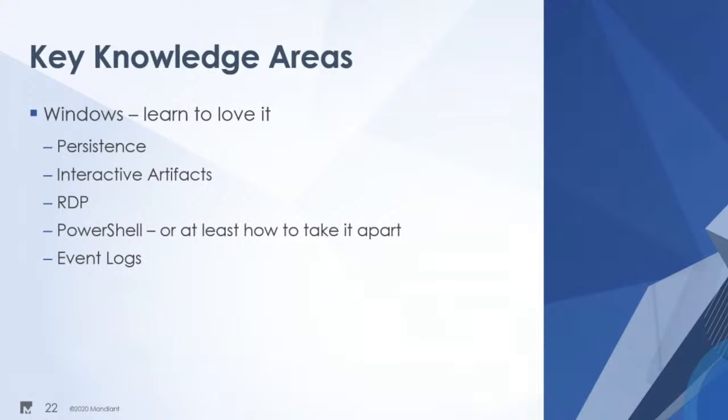Okay. And the big areas, if you can touch on these, this will get you in somewhere. First one's going to be persistence. So how does an attacker stay in a system once they've got there? Okay? There's going to be a couple of different forensic artifacts to take a look at for this. This is one of the biggest areas you can look at.